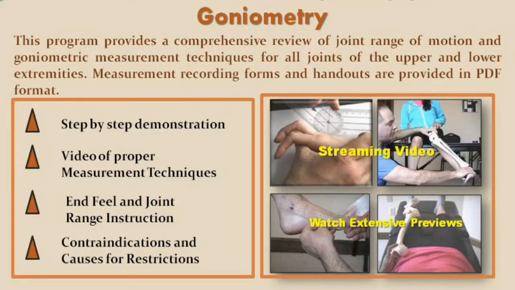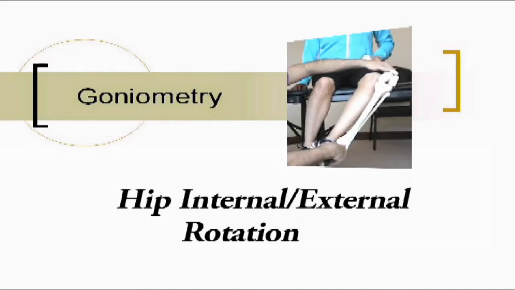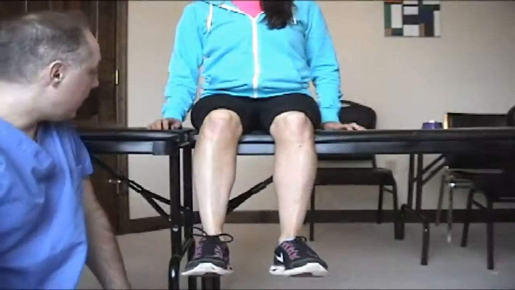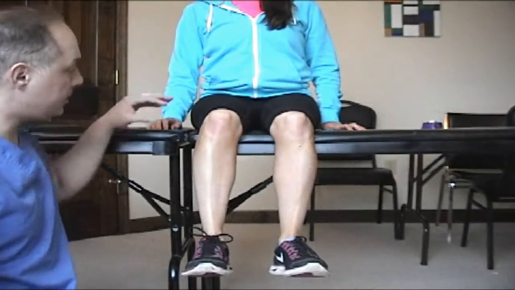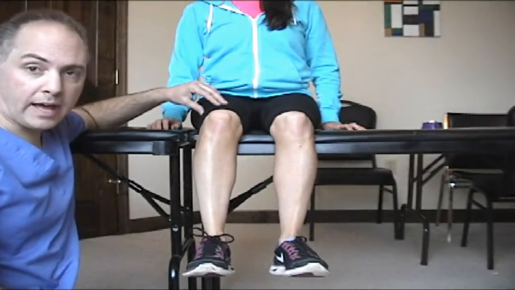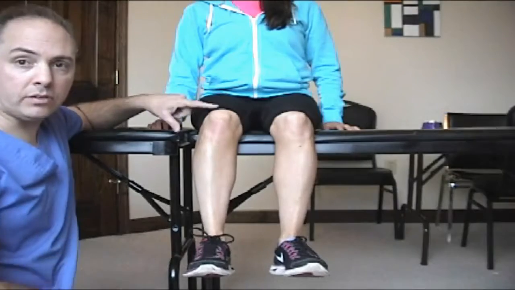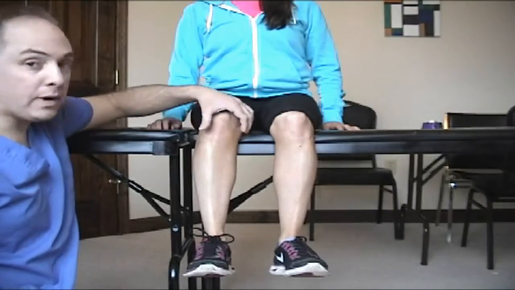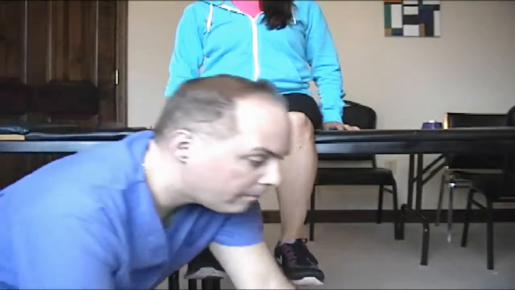Goniometry. Now we're going to do hip external and internal rotation. When you do hip internal external rotation, you want to make sure that you do not look at the foot. You want to look at the femur and see which way you're rotating here, okay?